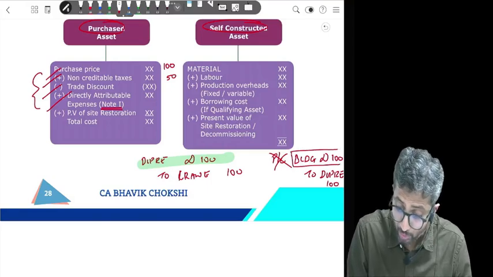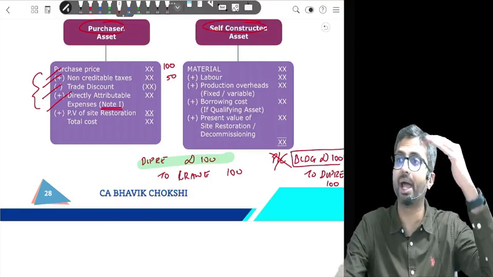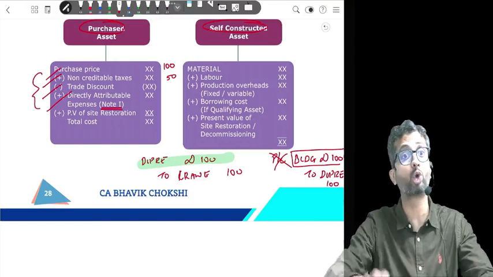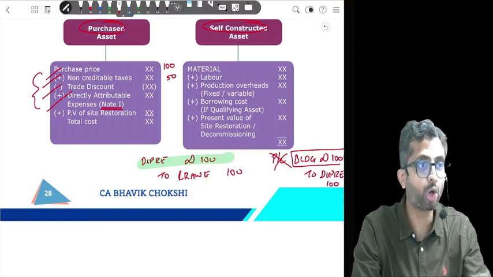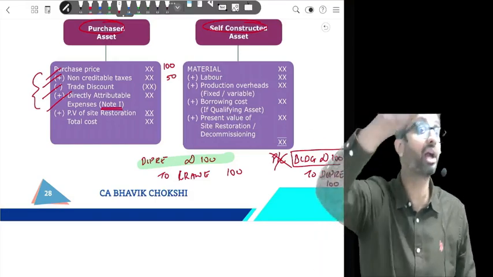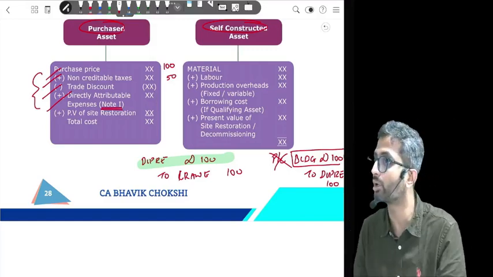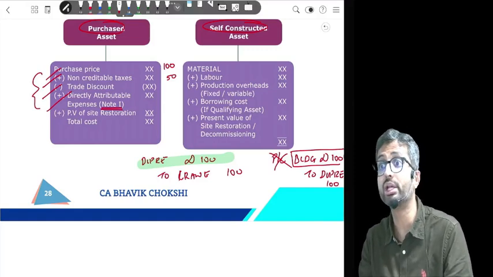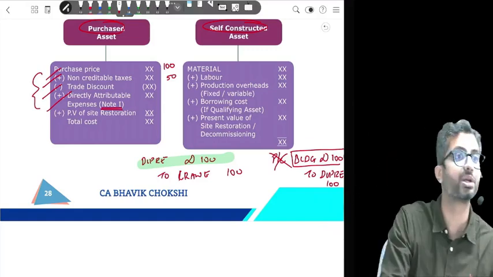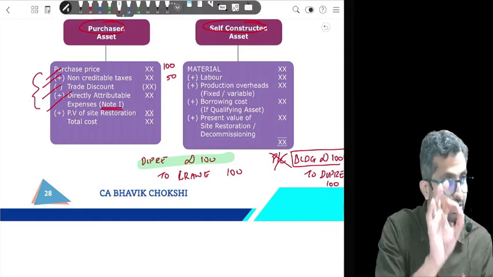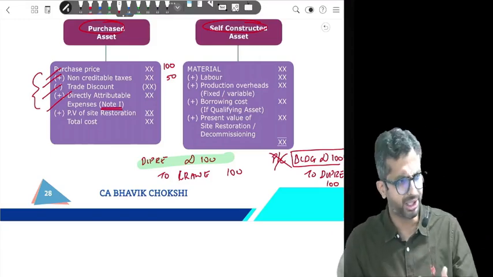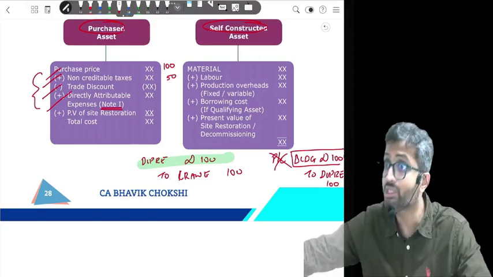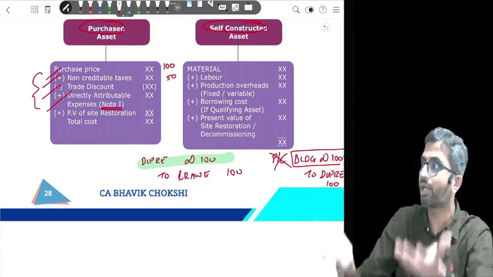Students, for some reason, have this thing in their mind that expense to be capitalized is only cash expense. The law nowhere tells you that. Law says directly attributable expense. Directly attributable expense can be cash, it can be non-cash. The law nowhere tells you that only directly attributable cash expense should be capitalized, as long as the expense is directly attributable. Is it directly attributable? Yes, the crane was directly used for your building the entire year.